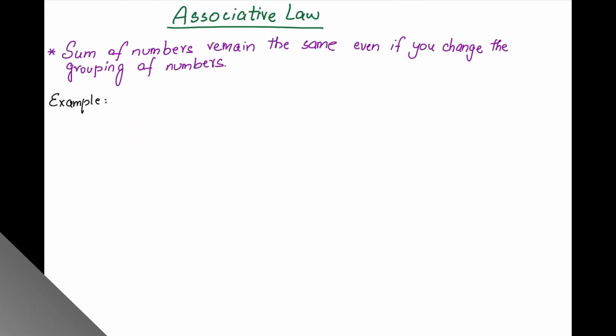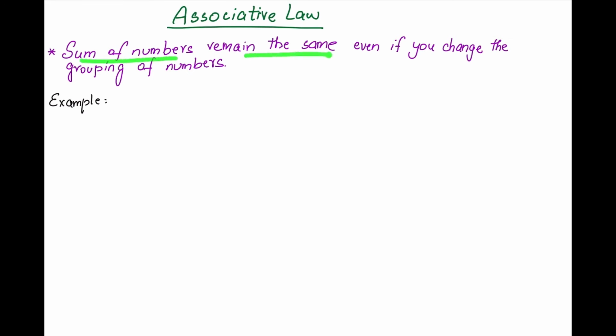Now let's look at the second law of addition, that is the associative law. Associative law states that the sum of numbers remains the same even if you change the grouping of numbers. Let's look at an example to figure out what this means. Consider the addition of three numbers 1, 3, and 2. Okay? There are two ways in which we can solve this example. Now, what are those two ways?